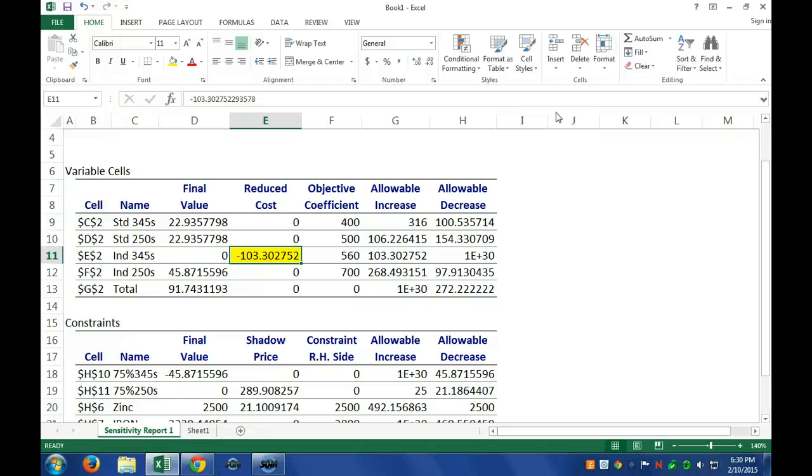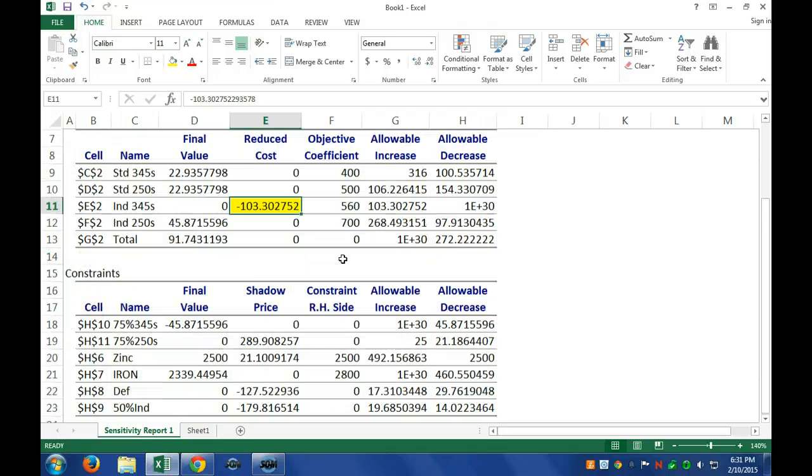If I said to hell with it, I want to take some of my production capacity and make an industrial 345, I can do that, but what happens to my profit? It would decrease by this amount. Alternatively, it says, for it to be profitable for me to start making these things, I have to reduce my cost by $103 per unit, or in effect, my profit has to be at least $103 higher than this value. Does that make sense? Those are the two things it's telling me.